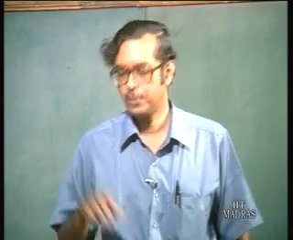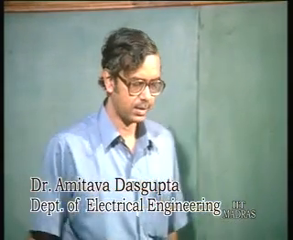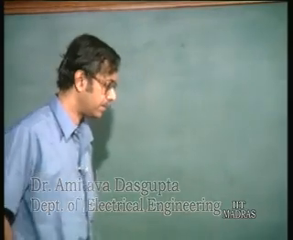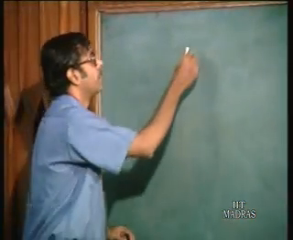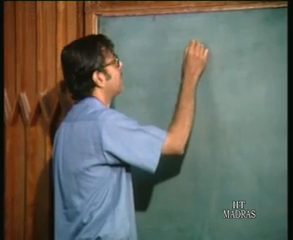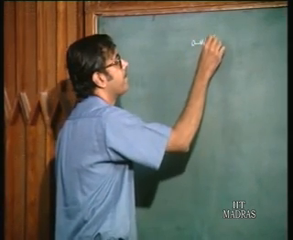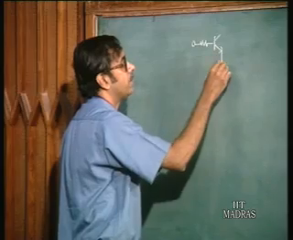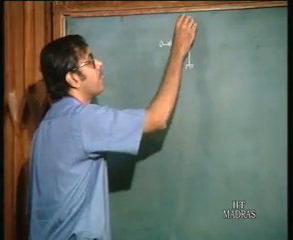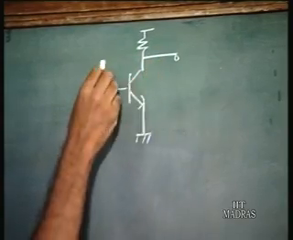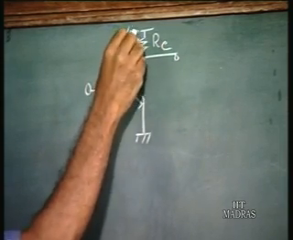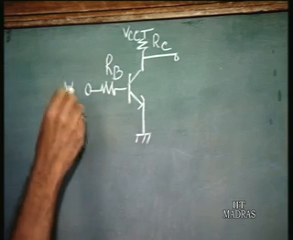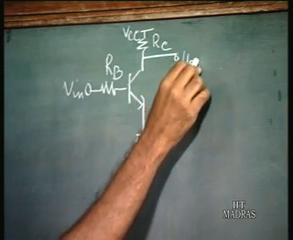We shall begin with a brief recapitulation of what we had been doing in the last class, that is the switching aspects of an inverter circuit. The circuit which we have been discussing is quite familiar by now, and is given here. So, you have a base resistance, a collector resistance, and you have a supply voltage, and this is the input point and this is the output point.